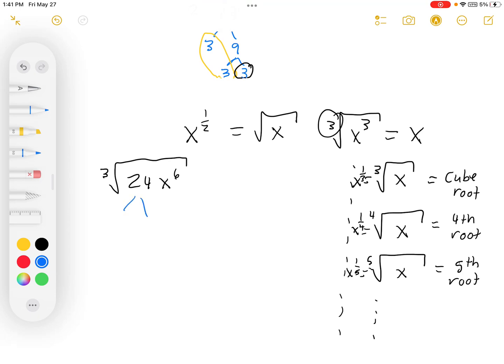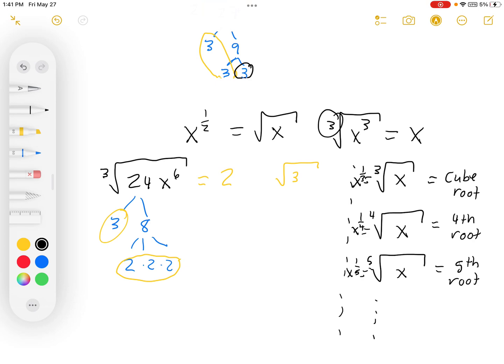So let's break that down. 24, we could rewrite that as 3 times 8. 8, that's going to be 2 times 2 times 2. That equals 8. Notice we have a group of 3 right here, a triplet. So that means in our answer, we're going to have a 2 on the outside. However, the thing that doesn't have a triplet has to stay behind, so that's going to be our 3.